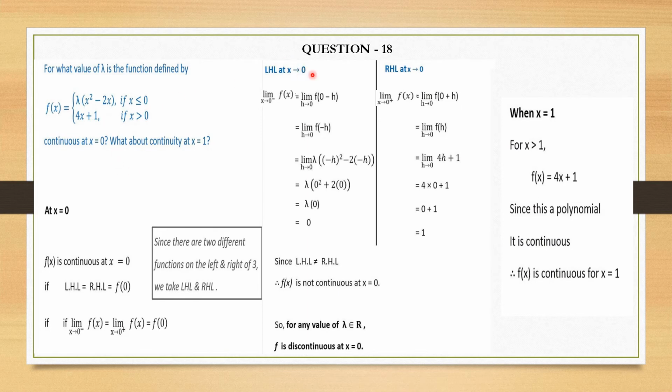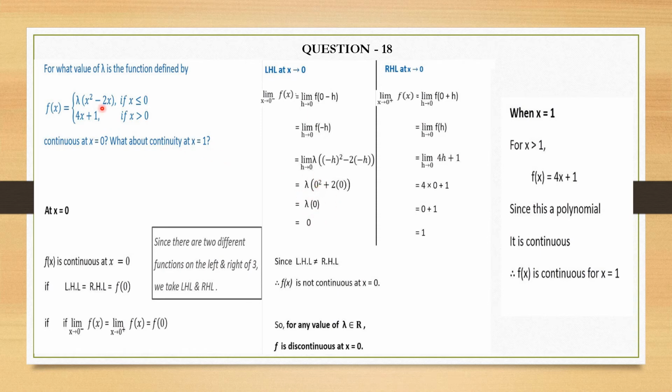Again, I have to go by left hand limit and right hand limit. For left hand limit it is defined as lambda times (x square minus 2x). For RHL it is defined as 4x plus 1. So for LHL I'll put x as 0 minus h, so that as x approaches 0 from the negative side, h will approach 0. It is f of minus h. Put it here: lambda times (h square minus 2 times 0 minus h). So it is lambda times, when I put the limit, (0 plus 2 times 0), and it turns out to be 0.